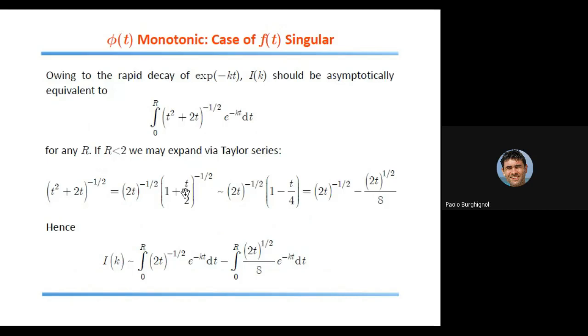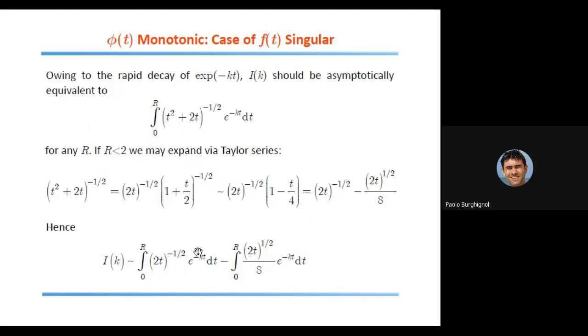Now, since t is a small quantity, because we are interested in the local behavior close to the origin, we may expand this function using the Taylor series, and you will find that the lowest order terms in the Taylor series representation of this function here are 1 minus t over 4. So you end up with these two terms here, which can be inserted inside the integral, giving rise to these two contributions. In the first one, you have the integral of (2t)^(-1/2) times the exponential, and in the other one, you have (2t)^(1/2) over 8, again times the exponential.